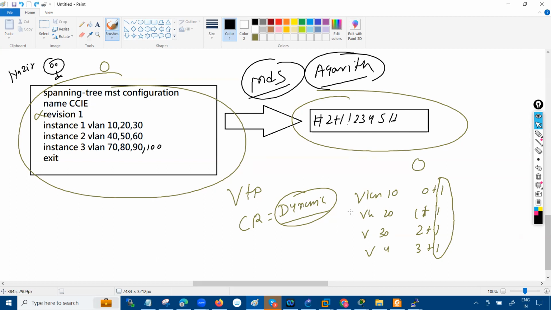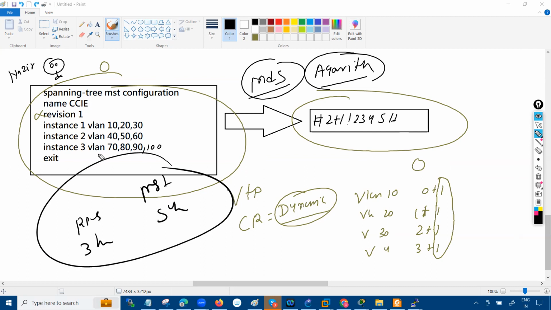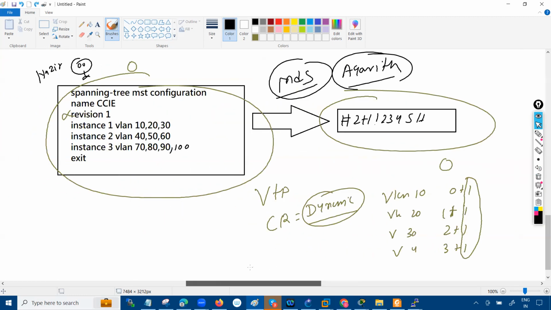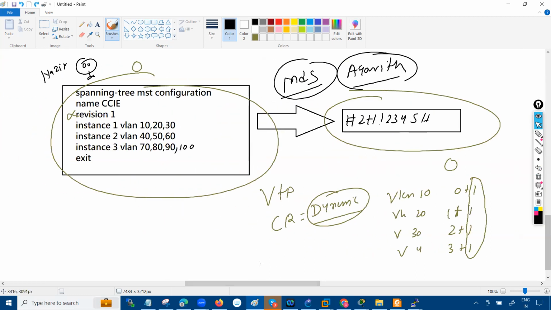Normally in the CCIE classes, I take the RPVST protocol in 3 hours of the batches, and MST in 5 hours, in a very easy way. But if you want to learn in a very detailed way, I'd love to teach you guys. Again, that doesn't make sense, because you have to go through each and every flag. Once you become familiar with these protocols, if you have any doubts in future, come to me and I'll help you.